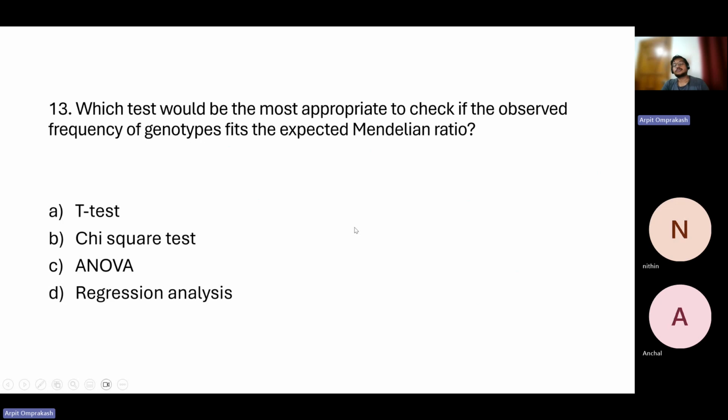Next question is, which test would be most appropriate to check if the observed frequency of genotypes fits the expected Mendelian ratio? In this case, you have observed frequency or count kind of data, and we want to see if it fits some expected ratio or distribution. Then what we need to do is a chi-square test, because that's what a chi-square test looks for.